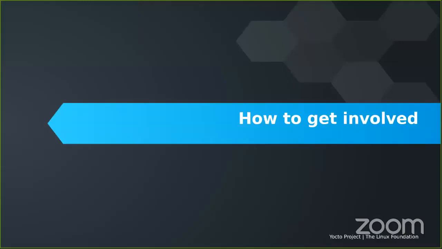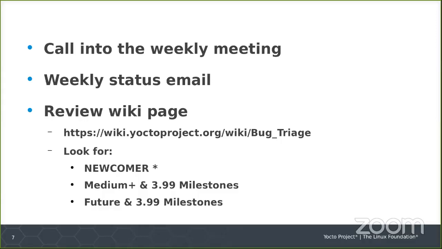So how to get involved. I would say call into the weekly meeting if you want to do that. Stephen also sends out a reminder once a week regarding defects. Here's a list of defects. He has it by category, like newcomer. Newcomers are things that the defect team deems might be a good entry point for people new to the project.